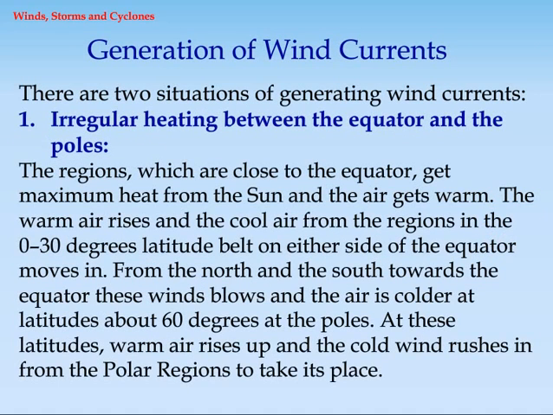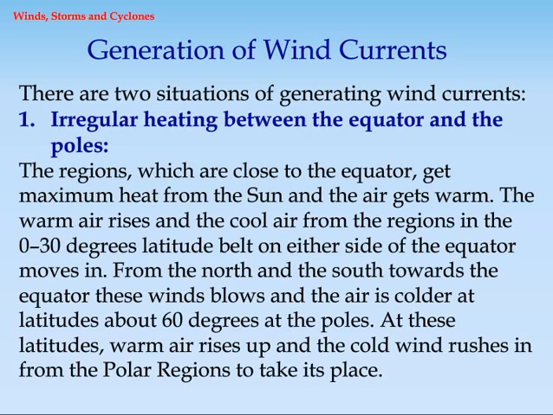Generation of wind currents. There are two situations of generating wind currents. 1. Irregular heating between the equator and the poles. The regions close to the equator get maximum heat from the sun and the air gets warm. The warm air rises and the cool air from the regions in the 0-30 degrees latitude belt on either side of the equator moves in.